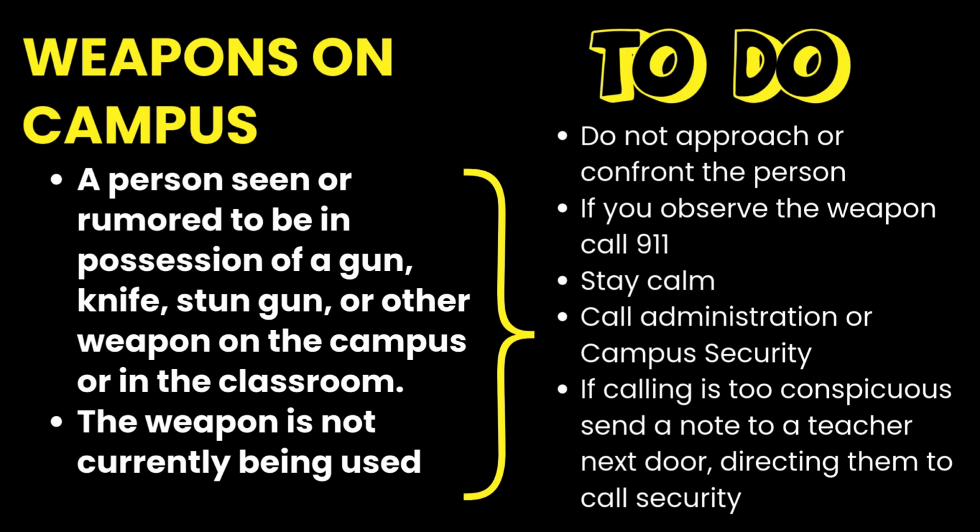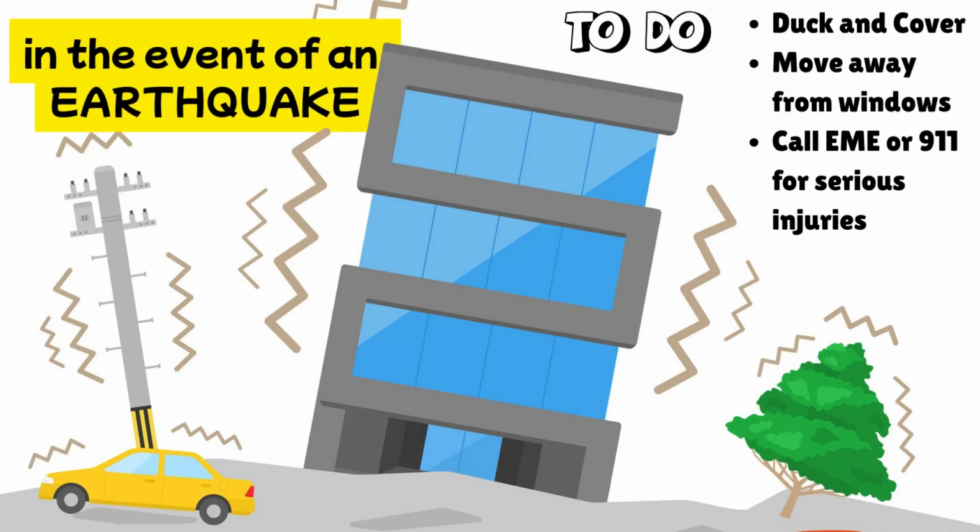If there is a weapon on campus, a person seen or even rumored to be in possession of a gun, knife, stun gun, or other weapon on the campus or in the classroom, and the weapon is not being currently used, here's what you need to do. Do not approach or confront the person. If you observe the weapon, call 911 and stay calm. You also need to call administration or campus security and notify that you called 911. If calling is too conspicuous, send a note to a teacher next door or anywhere on campus directing them to call security.